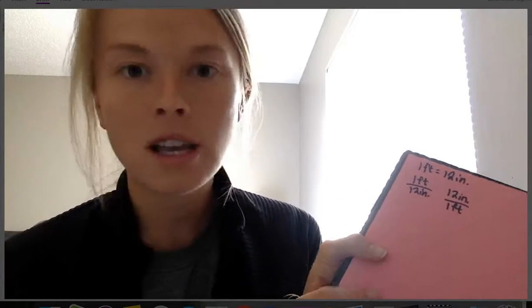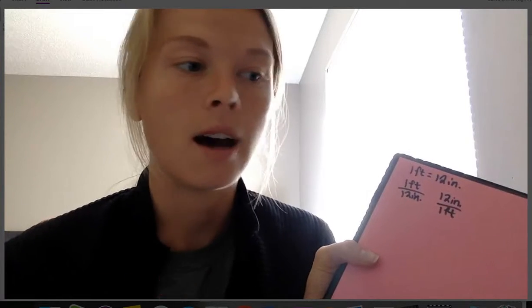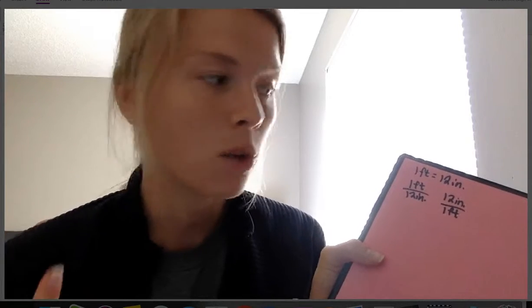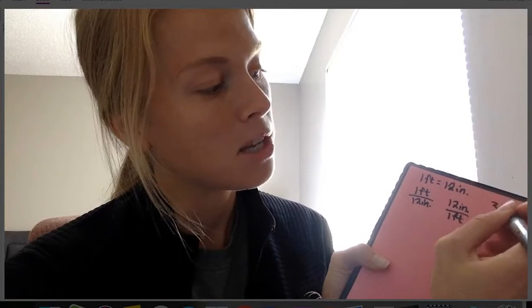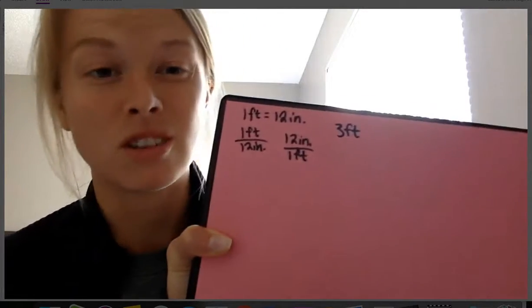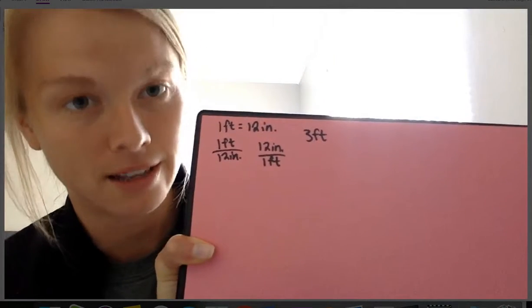Okay, so for example, let's just say that somebody was asking us to go buy 3 feet of ribbon. All right, so we want 3 feet. But the problem is when you get to the store and you're picking out your ribbon, they only measure them in inches. So we need to figure out how many inches 3 feet is.